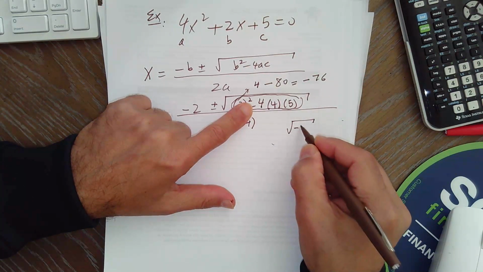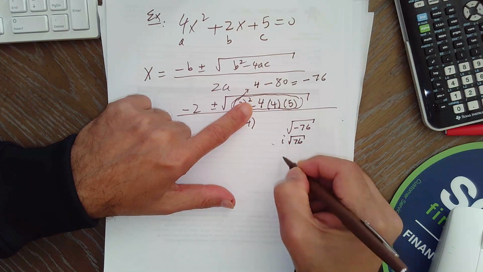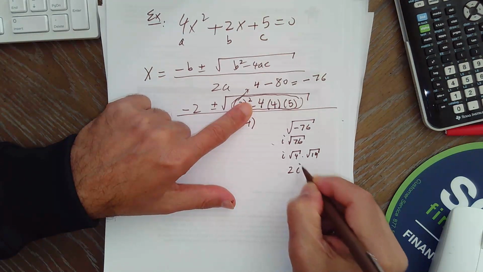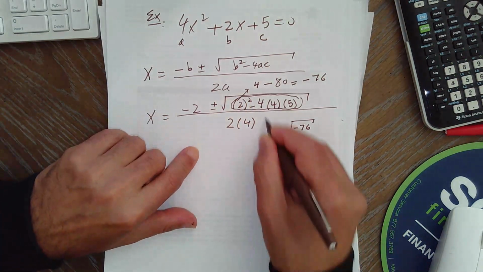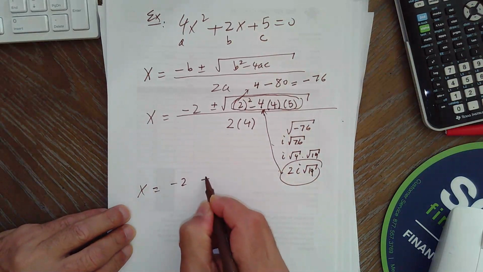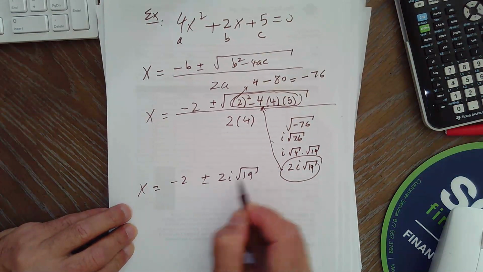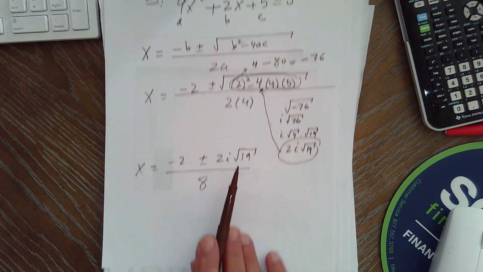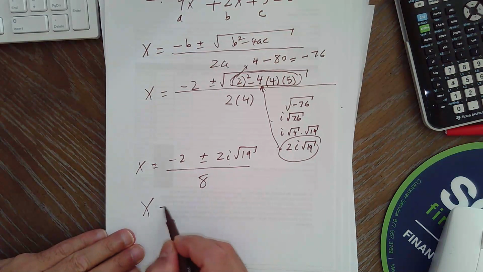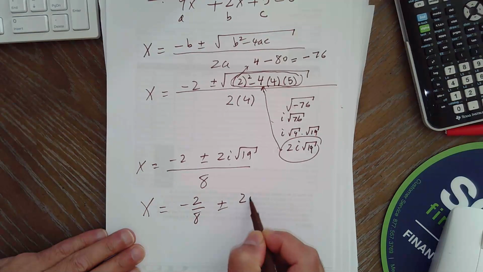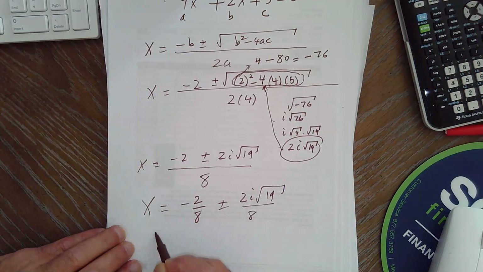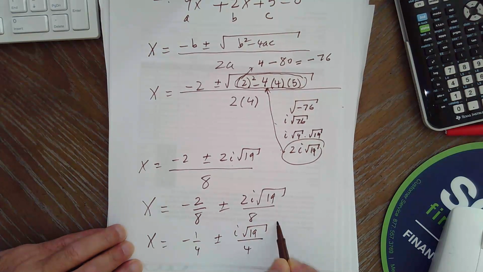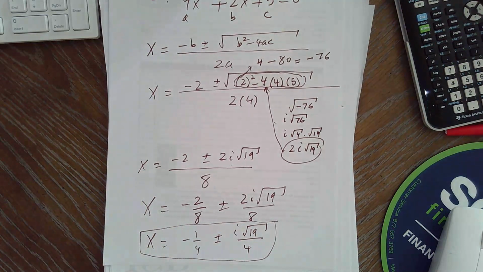I'm doing square root of negative 76. That's i square root of 76, which is i root 4 times root 19. 4 times 19 is 76, so that's 2i root 19. So this guy is going to go in there. So we get negative 2 plus or minus 2i root 19 all over 8. And you can see because we have a negative 76 under the square root, we end up with imaginary solutions. And we got to split it up to write it in standard form. So negative 2/8 plus or minus 2i root 19 over 8. We can reduce the fraction, and that's exactly what we got by completing the square. Okay.